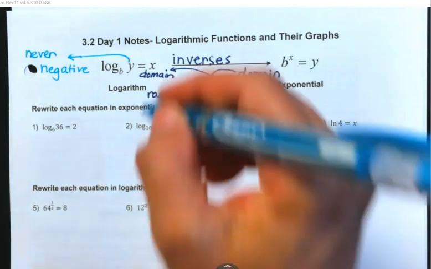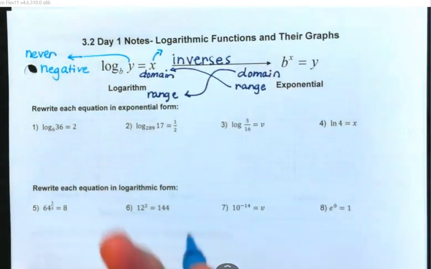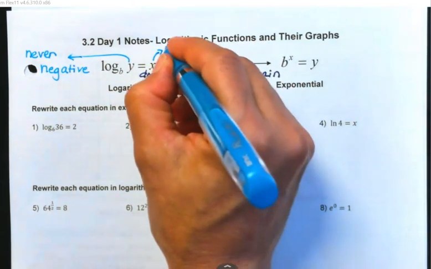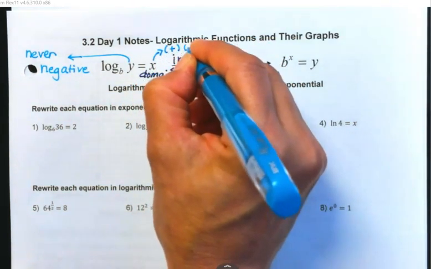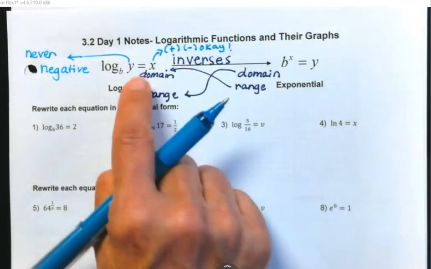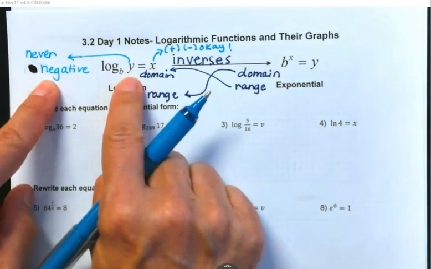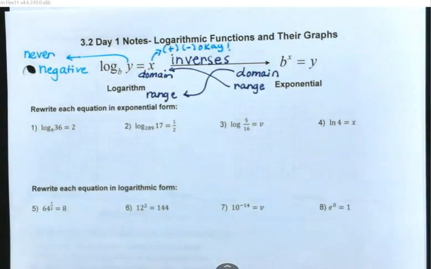Now the exponent is what the log equals, and guys, exponents can be positive and negative. So positive and negative is okay for the answer to a log, because logs always equal exponents, but this y value is never ever negative. All right, so here's what we're going to do. We're going to convert a little bit, we're going to evaluate a little bit, we're going to graph a little bit, and then you're going to be done.